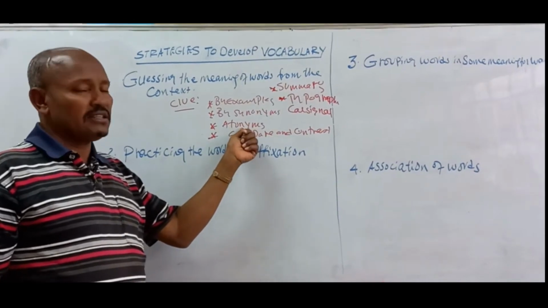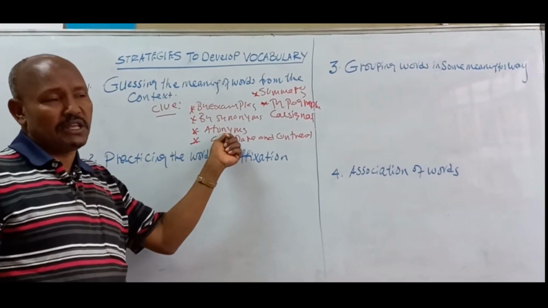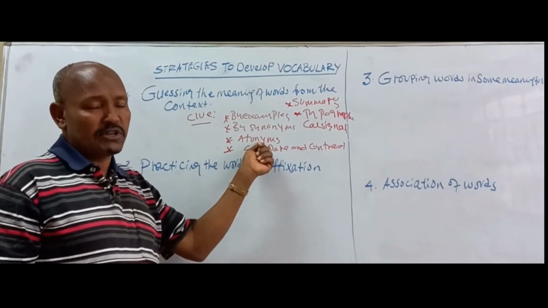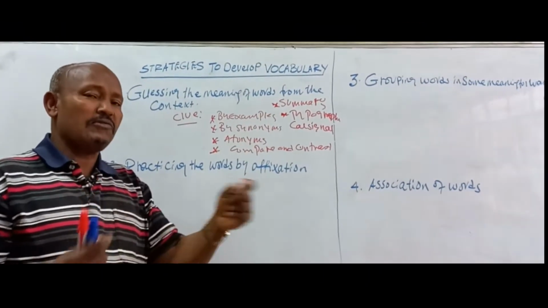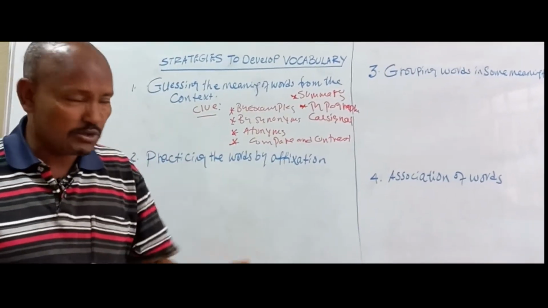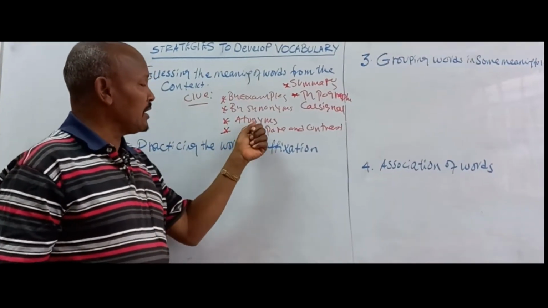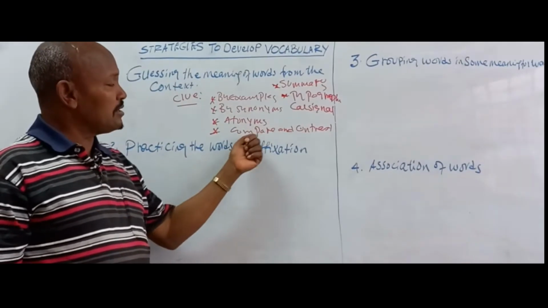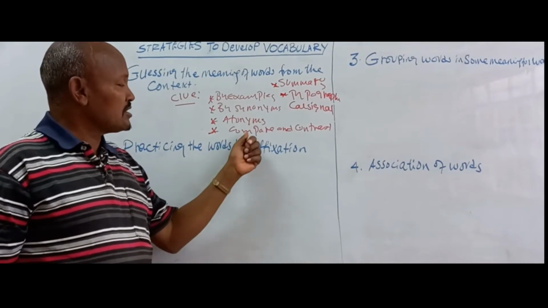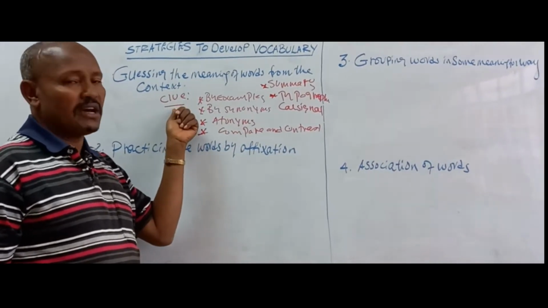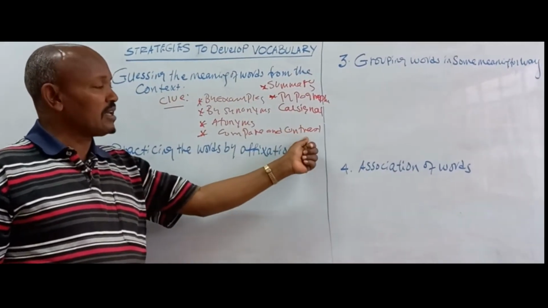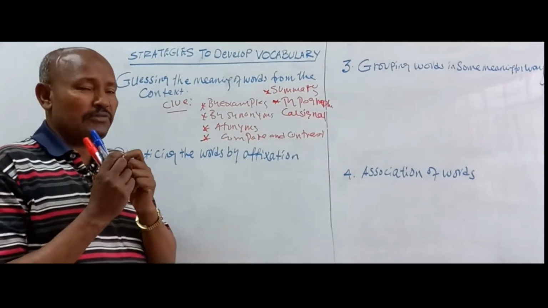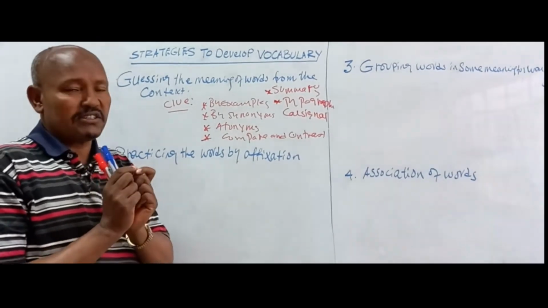The other one is antonyms, words which are opposite in meaning. The meaning of the underlined word is given by its opposite, so we can find it by antonyms. The other very important point here is comparing and contrasting. It means words which have similar meaning to the underlined word, and words which are contrasting, opposite in meaning to the underlined word. So clues can be found by comparing and contrasting.